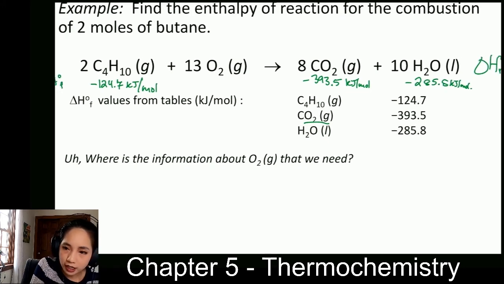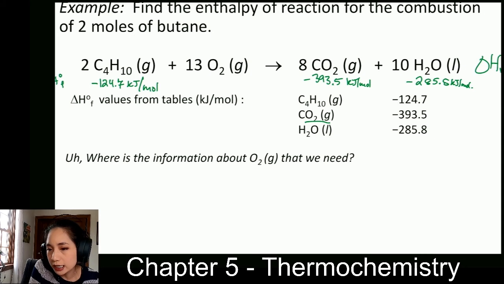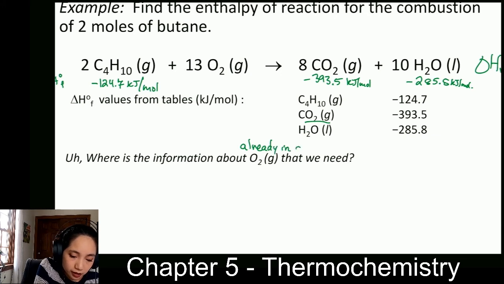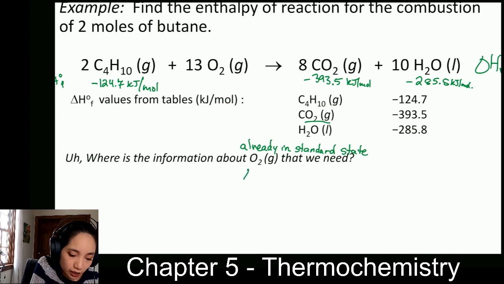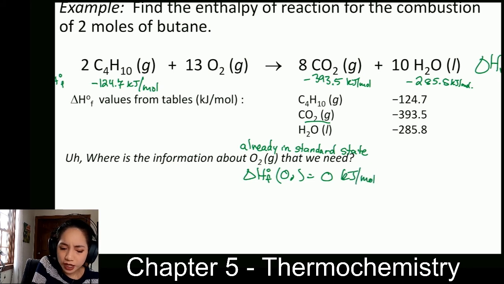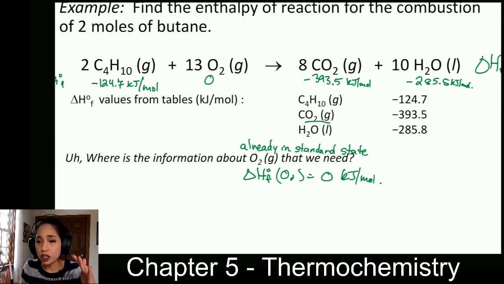All right, and so you see here, where is oxygen? Why didn't I give you oxygen gas, the delta H of formation there? But remember, oxygen gas is already in its standard state. So there is no delta H of formation. Well, there is, but it's zero. It's already in standard state. So that means the delta H of formation for oxygen is equal to 0 kilojoules per mole. So that's easy. So for oxygen, it's 0.